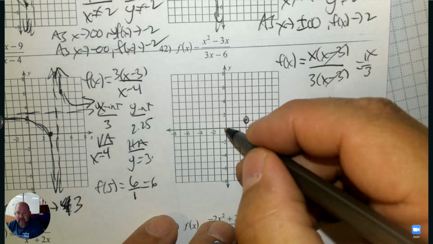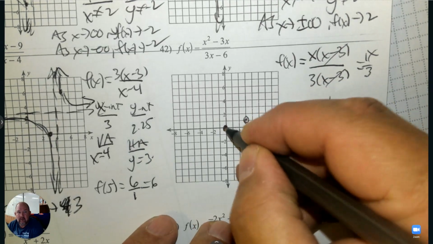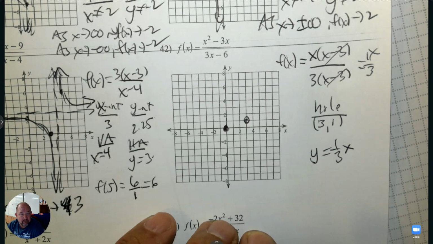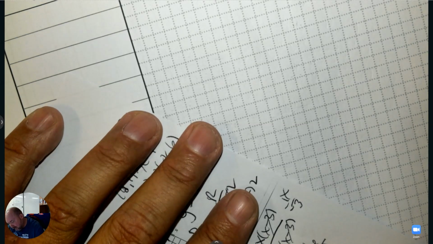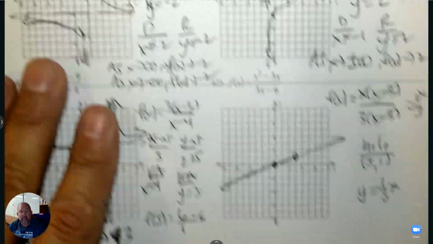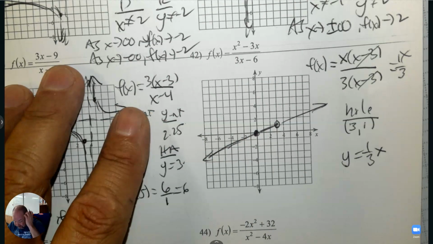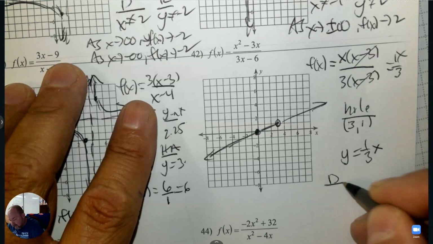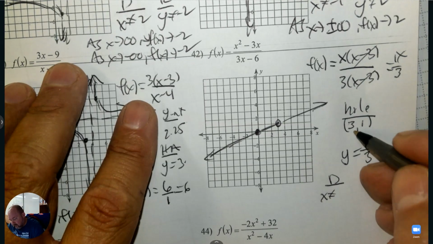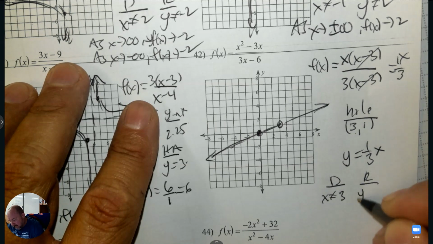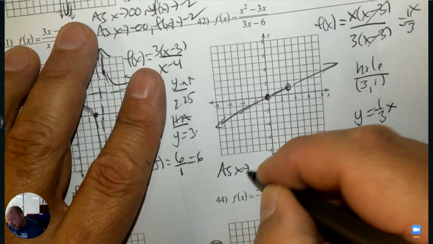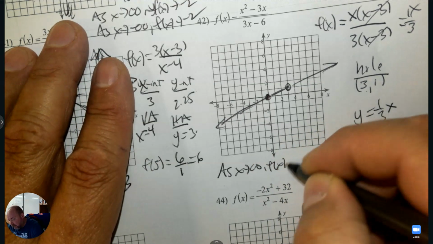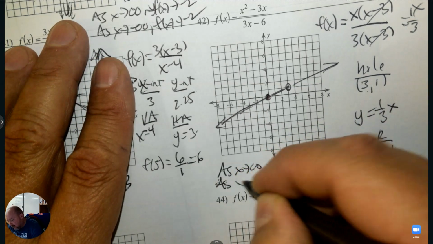The x-intercept's at 0. The y-intercept's also at 0. I can use that hole. It goes up 1/3. It's just a line with a hole in it. So there's a line with a hole in it. The domain, x can't equal 3. The range, y can't equal 1. The end behavior, the right end goes up, so we can't do it as quick as the other one. So the right end goes up and the left end goes down.